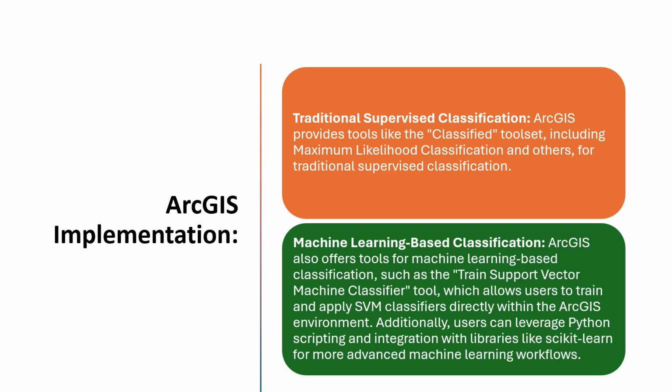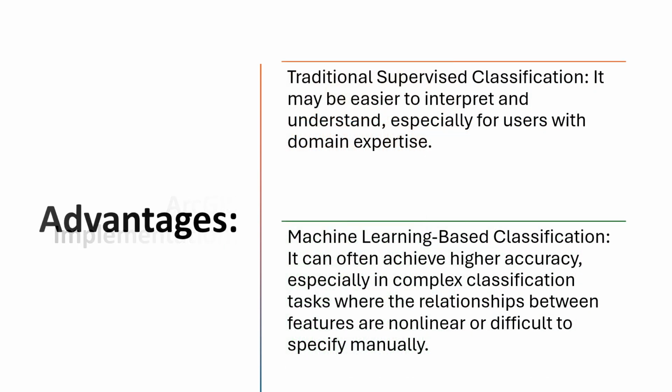The traditional supervised method in ArcGIS provides a tool like the classification toolset, including maximum likelihood and other traditional supervised classification. And machine learning will use the support vector machine classification. It uses the Python libraries that are inbuilt in ArcGIS, and you do not need to do any coding. It will be used by Python automatically in the ArcGIS environment directly.